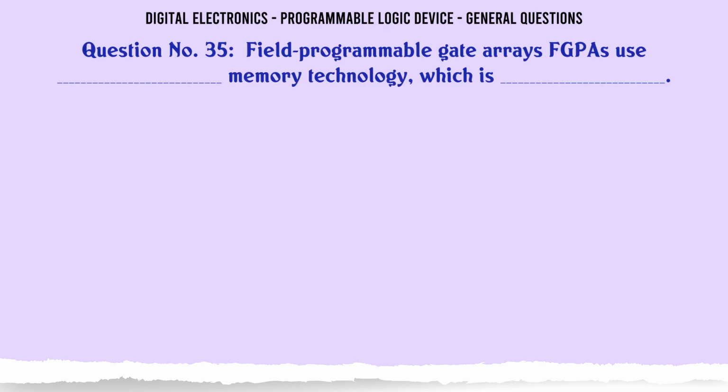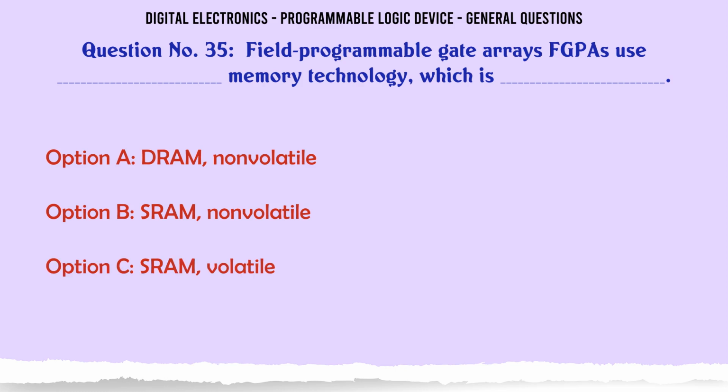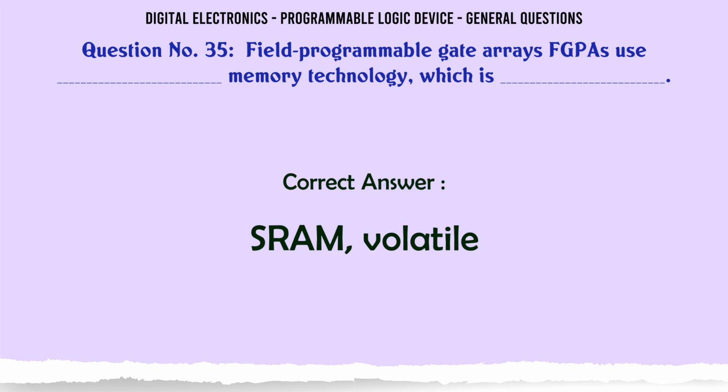Field programmable gate arrays (FPGAs) use memory technology which is A. DRAM non-volatile. B. SRAM non-volatile. C. SRAM volatile. D. RAM volatile. The correct answer is SRAM volatile.